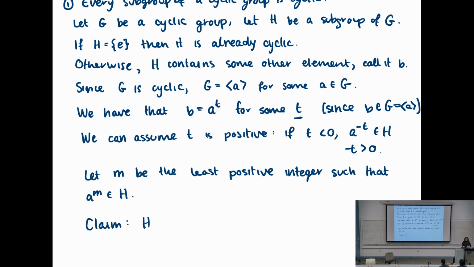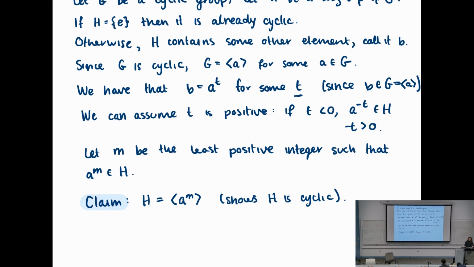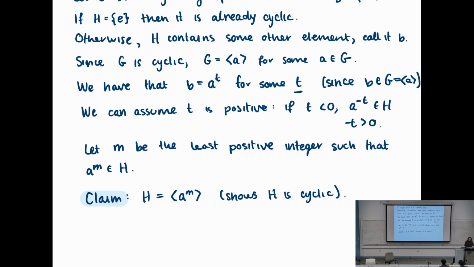I'm going to claim that my subgroup H is actually equal to the group generated by a to the m, and this will show that H is cyclic. Okay, so once we've proven this claim, we're done. And I will just do this by showing both inclusions.